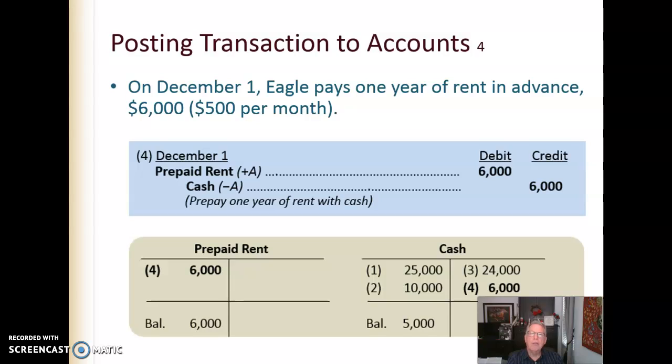On December the 1st, now Eagle pays 1 year of rent in advance. So the asset prepaid rent goes up, the asset cash goes down. Both left-hand side accounts. So we'll debit prepaid rent and credit cash. Starting to get the hang of how to do this. Takes a lot of practice to be able to do this quickly and efficiently. So please put in that practice time. You're going to be so glad you did.